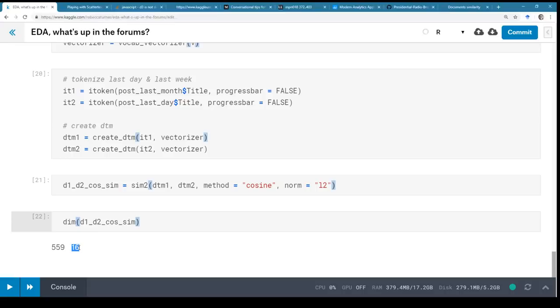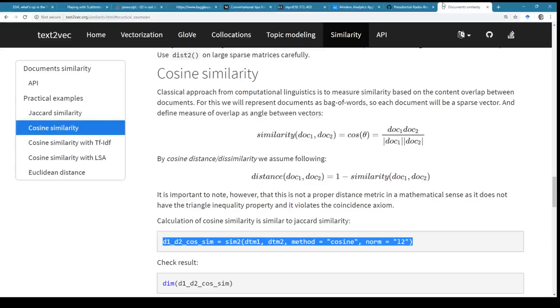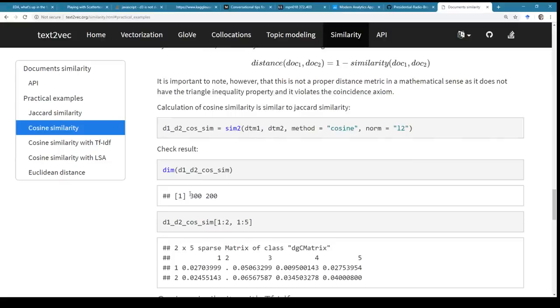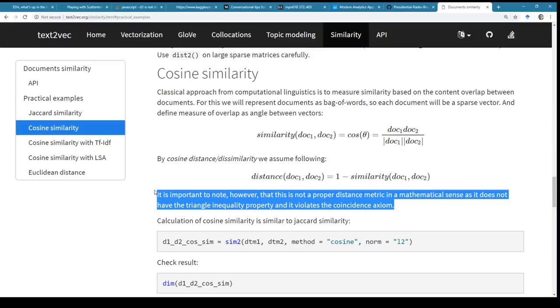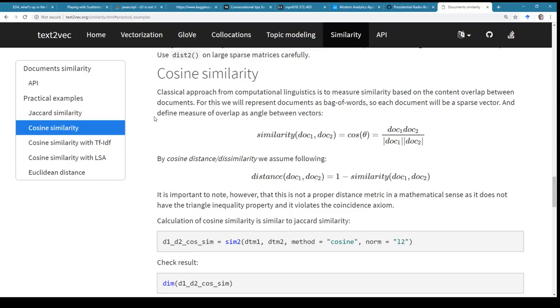So we can find the posts with the highest cosine similarity. So similar measures are going to be higher or lower? It's not a proper distance metric in the mathematical sense. It does not have the triangle inequality property, and it violates the coincidence axiom. Bag of words. Each document is a sparse vector, and we defined a measure of overlap as the angle between vectors. Okay, so more overlap is going to be, oh, okay, so it's the inverse. It's one minus the similarity.